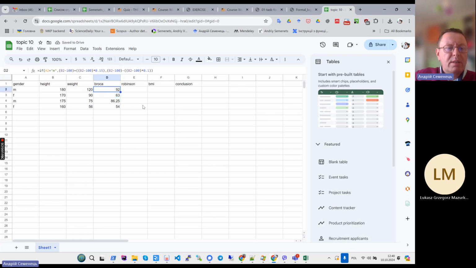So what is my benefit? I no longer need to manually input different formulas for male and female. I put one formula and I get the result. And if I add one more person, again I can automatically extend this formula and obtain the expected ideal weight for this case.